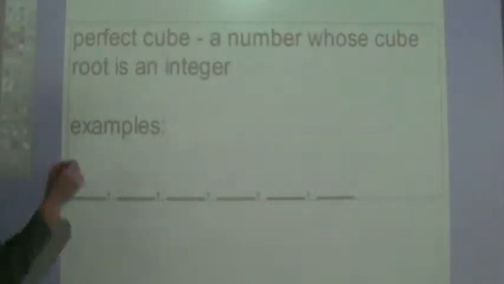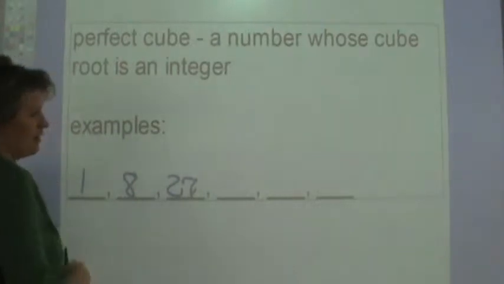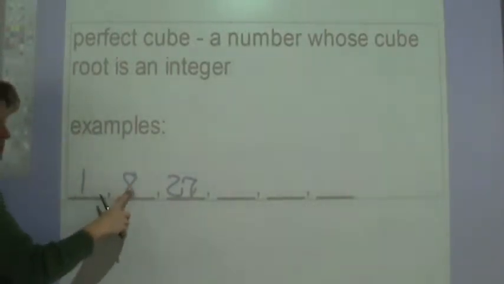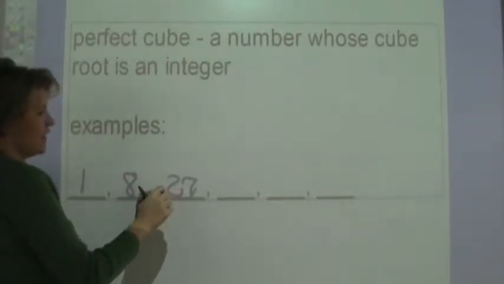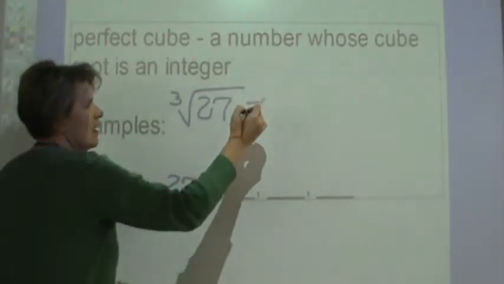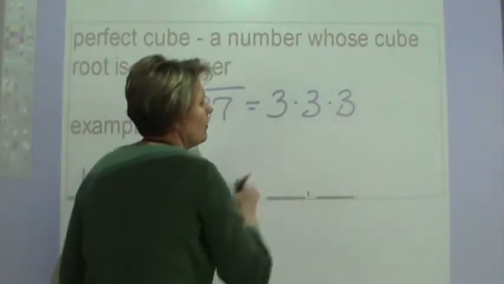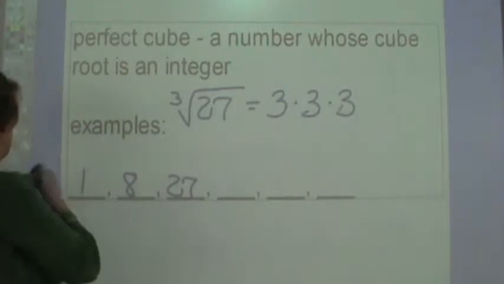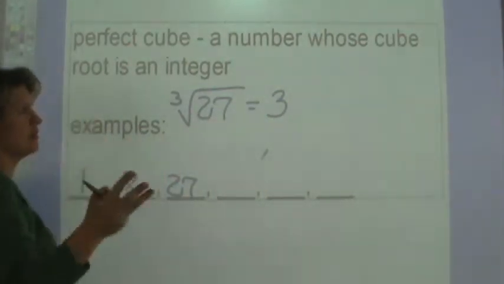So for example, 1, 8, 27 are the first 3, because 1 times 1 times 1 is 1, 2 times 2 times 2 is 8, 3 times 3 times 3 is 27. So if I take the cube root of 27, I'm saying what times itself times itself would get me 27. So basically, the cube root would be 3, because 3 times 3 times 3 gets me 27.